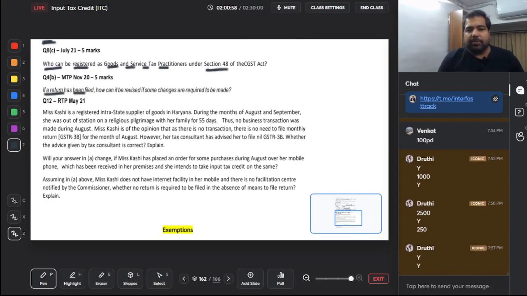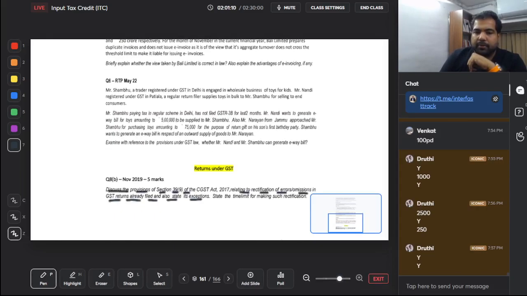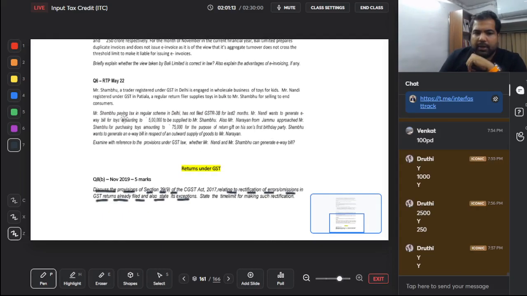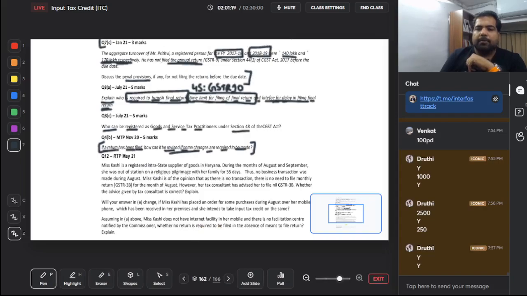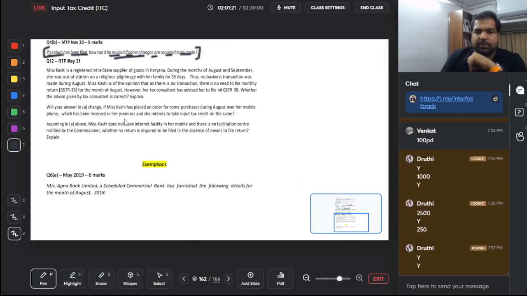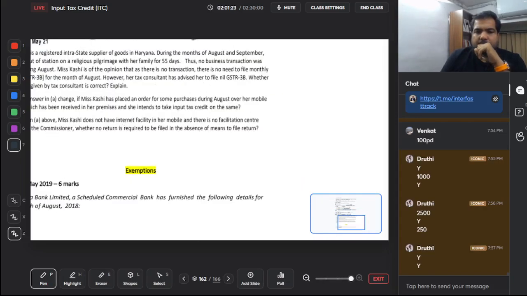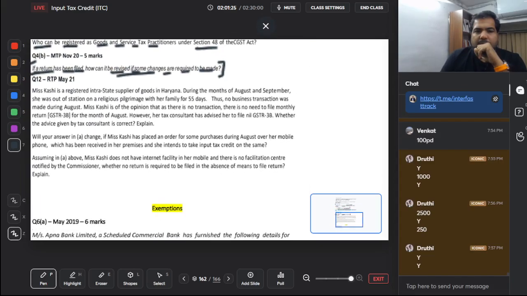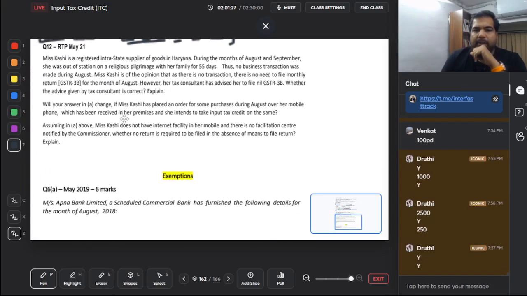If a return has been filed, how can it be revised if some changes are required to be made? Guys, this is the same question in MTP of November 20. I just want to show you something. This question is in MTP of November 20. This is November 19, sorry, this is earlier, but a similar question, guys. And last, let's look at this one. This is an RTP, a very recent RTP, guys.